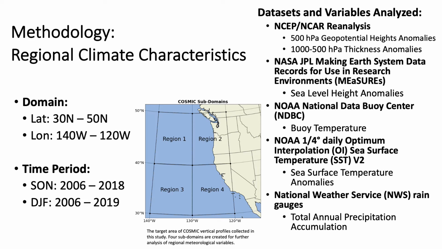NOAA's 1/4 degree daily optimum interpolation sea surface temperature, version 2. We use that to get sea surface temperatures. Basically, the optimum interpolation is constructed by combining observations from different platforms: satellite, ships, buoy data, and Argo floats. So it's another way of seeing what the temperature field would look like, especially in the ocean itself.